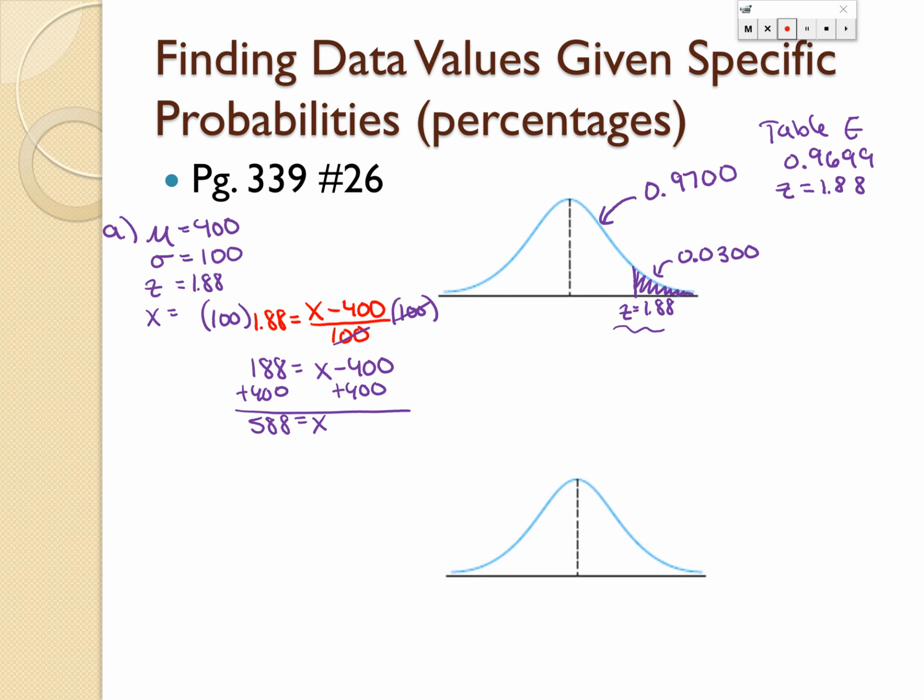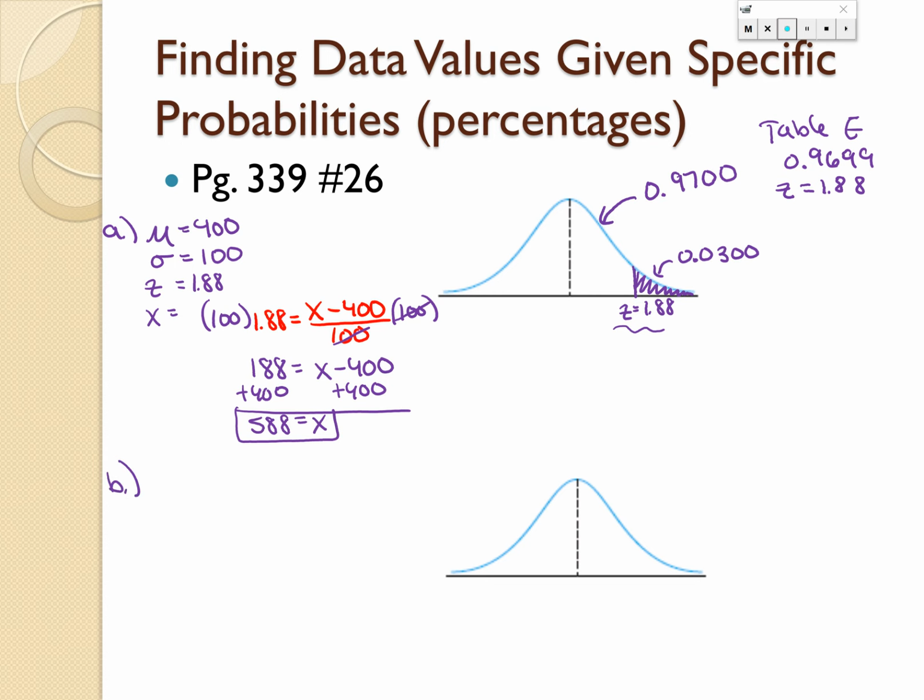So the lowest score that I can get and be in the top 3% is a score of 588. This is all I'm looking for. I'm done. Unless they give you some kind of specific unit, you really can't label. That's the score you need to be in the top 3%. That score or higher.